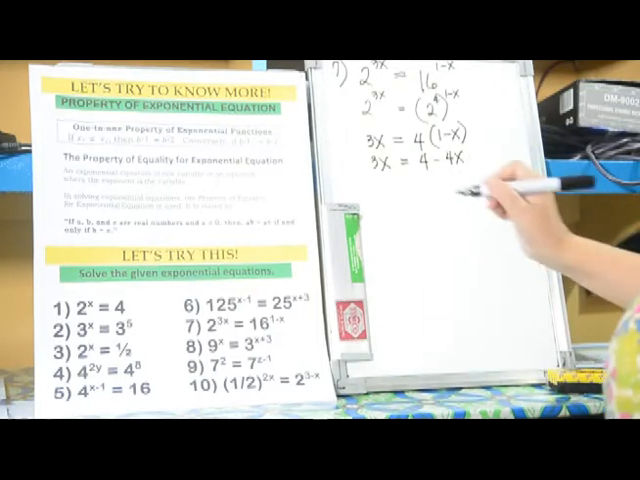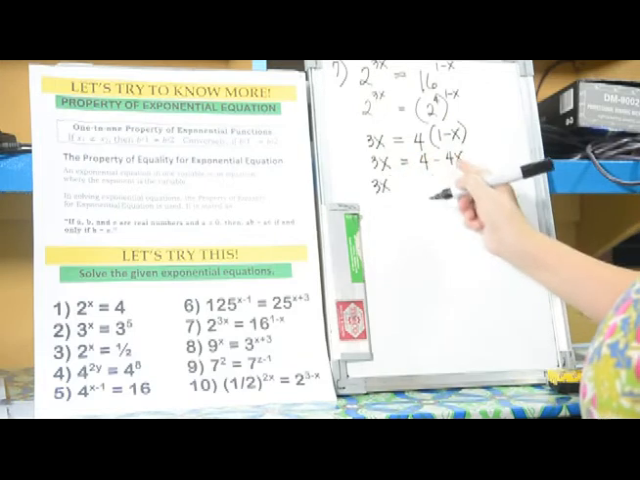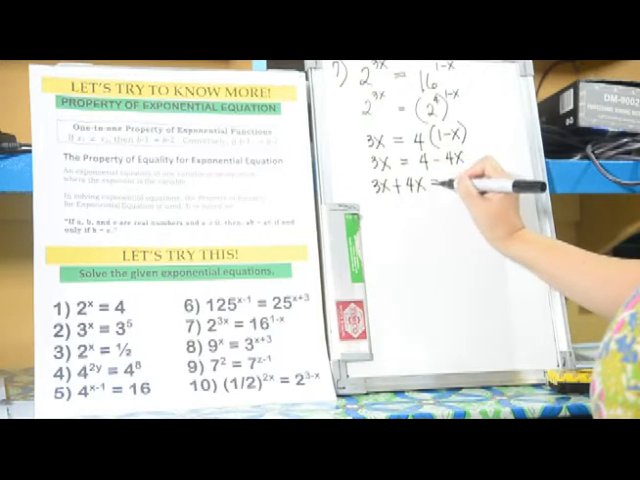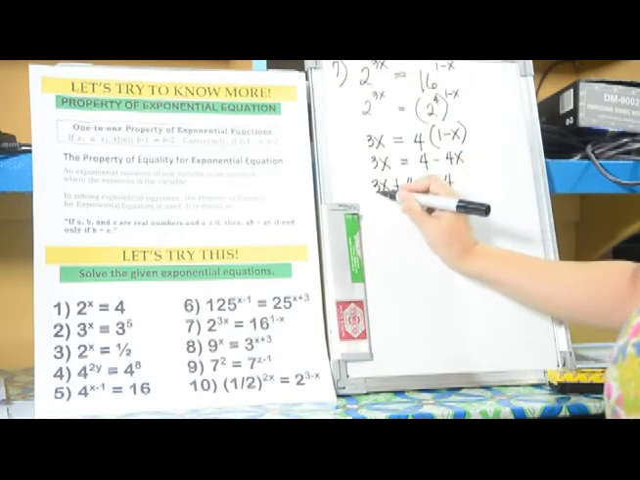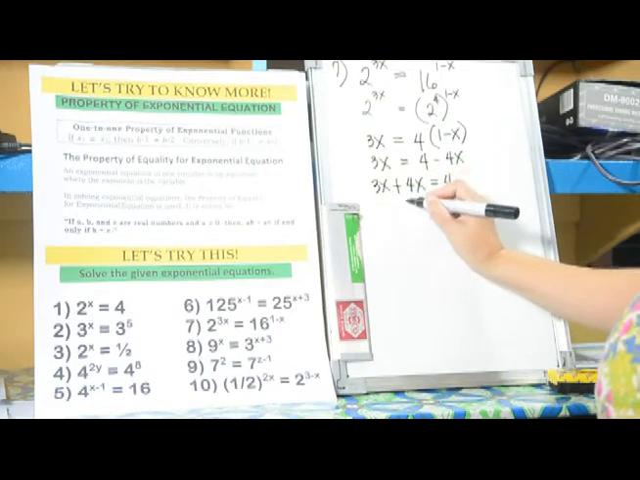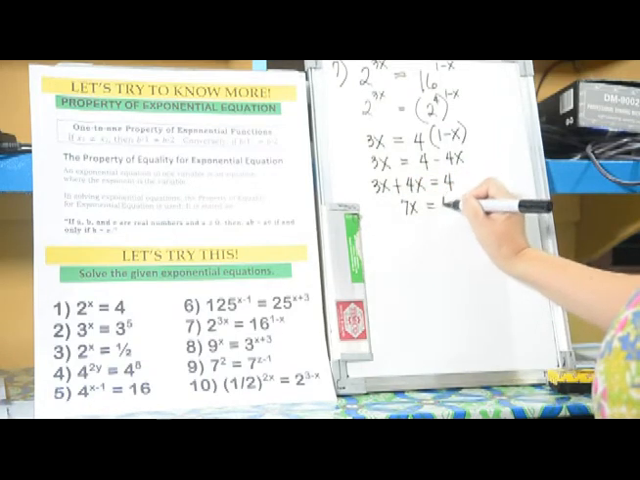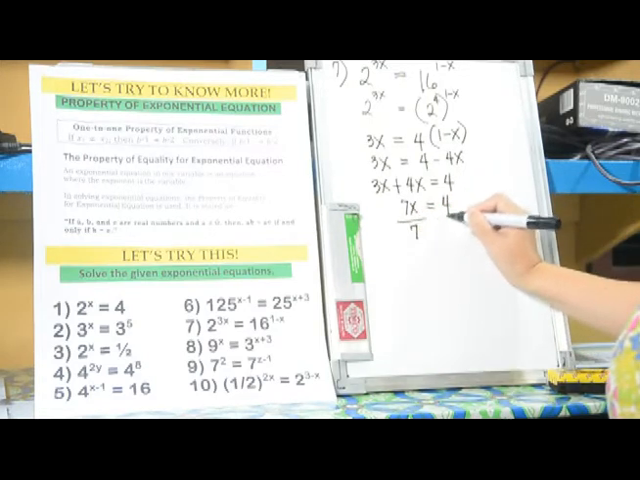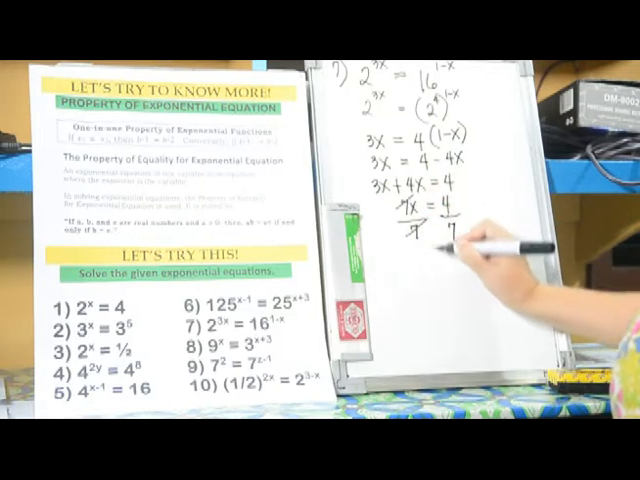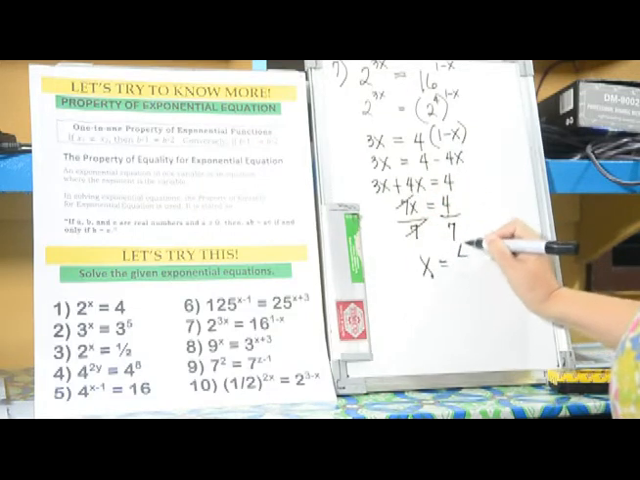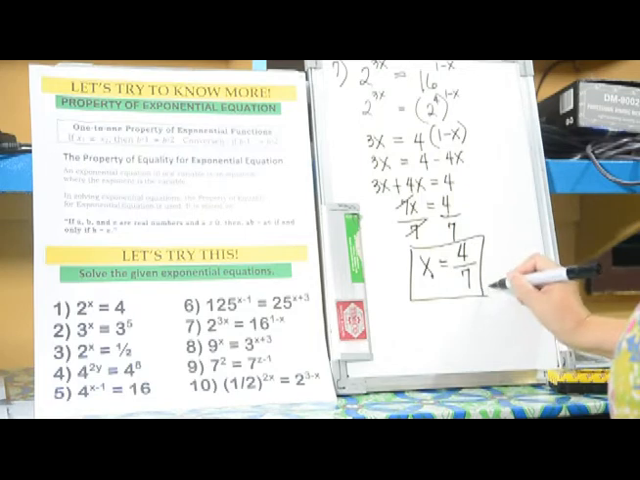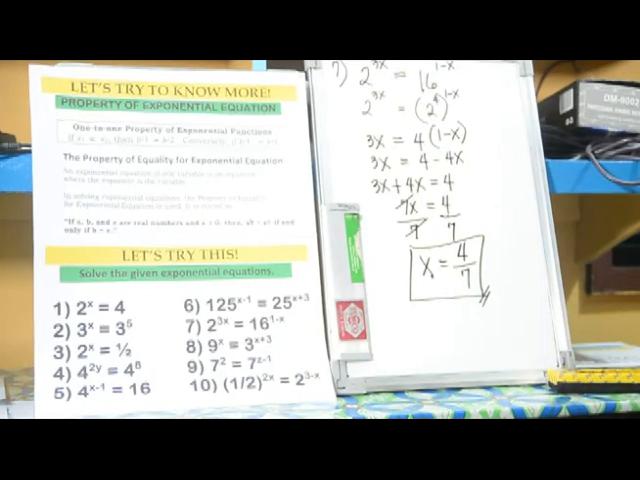Okay? So equating this one, we transpose: 3x plus 4x is equal to 4. So 3x plus 4x is 7x is equal to 4. To get the value of x, let's divide both sides by 7. So we have x is equal to 4 over 7. That's the value of your x in that given expression. So x is equal to 4 over 7.